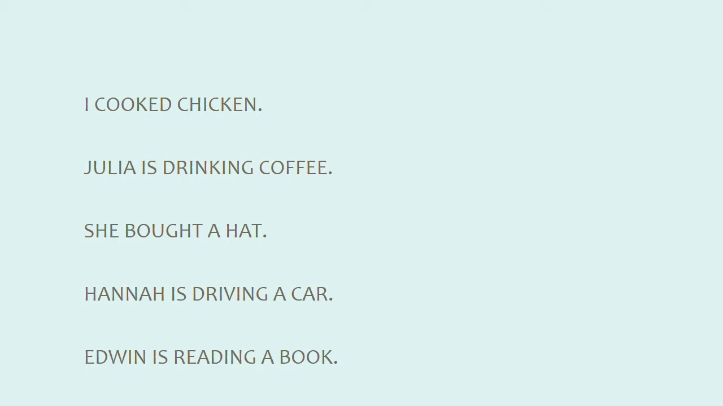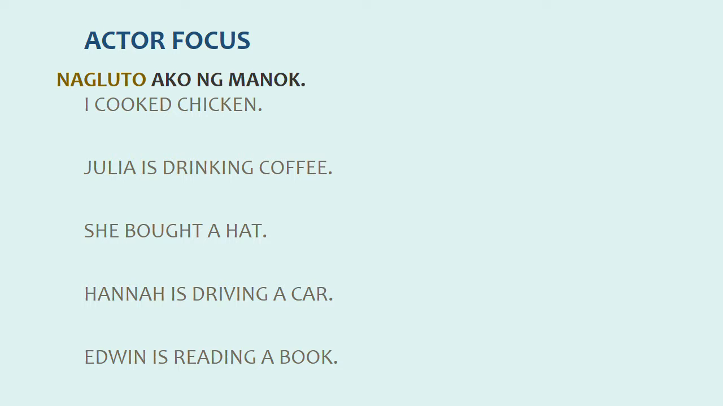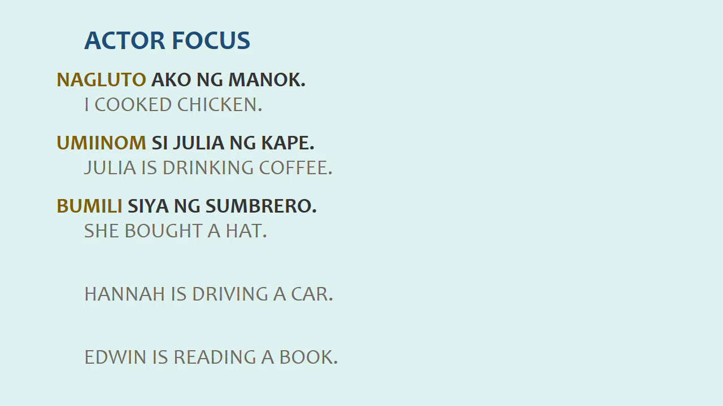As you can see, they all have doers of action and receivers of action. Now, when saying all of these sentences in Tagalog, you must use actor-focused verbs. So, I cooked chicken is nagluto ako ng manok. Julia is drinking coffee. Umiinom si Julia ng kape. She bought a hat. Bumili siya ng sombrero.